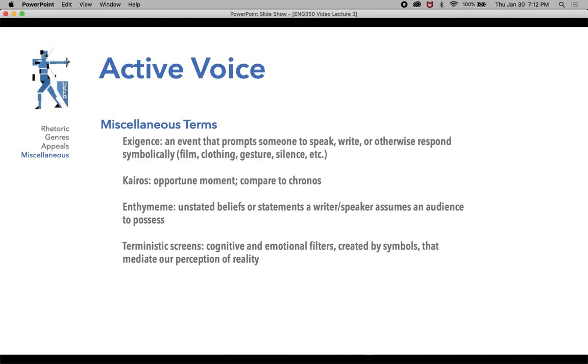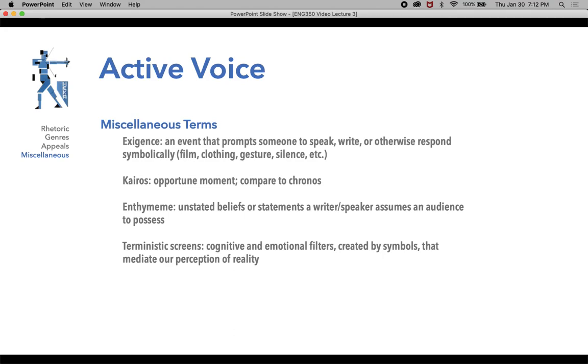Okay, so chronos would just be a simple, physical movement of time, in terms of story structure or just literal time. And kairos is a much more subjective understanding of the different valencies or the different opportunities available within each segment of chronos. Okay. Third would be enthymeme.